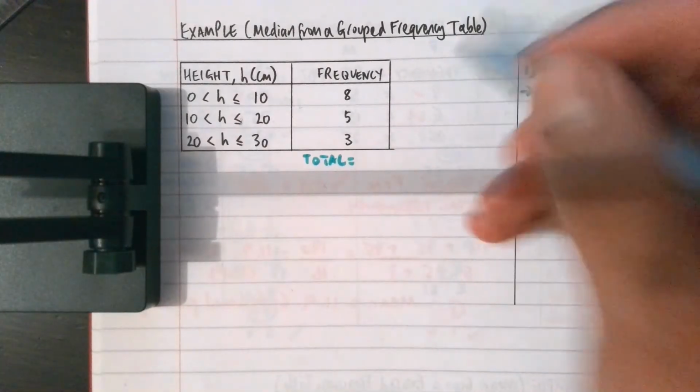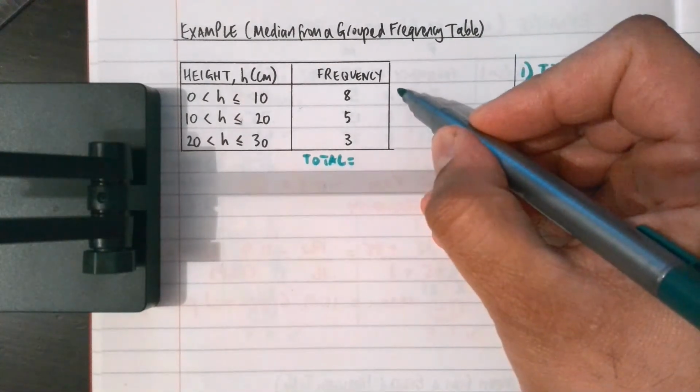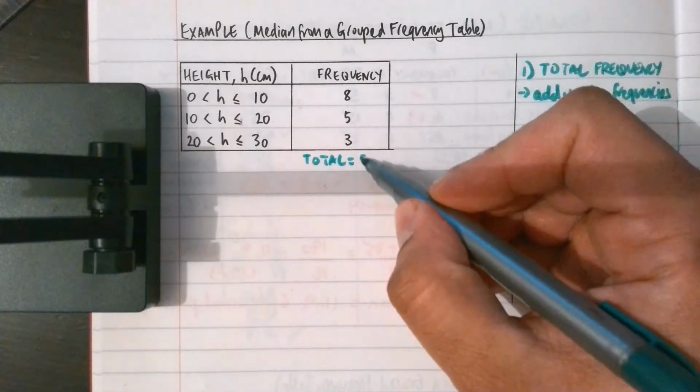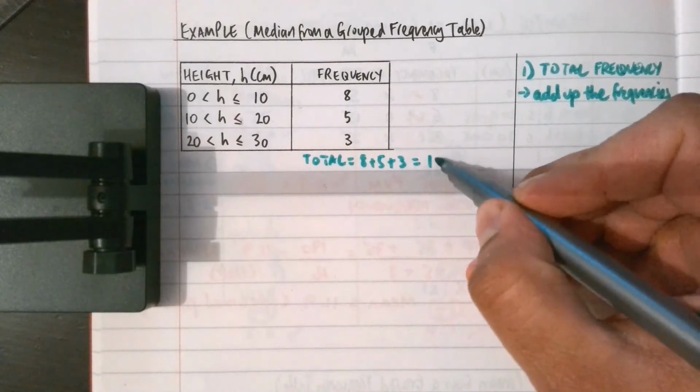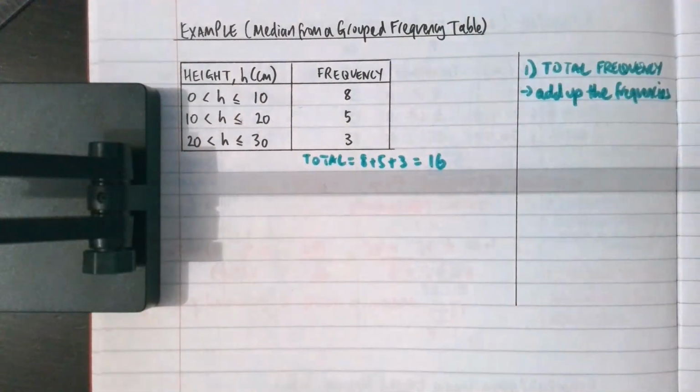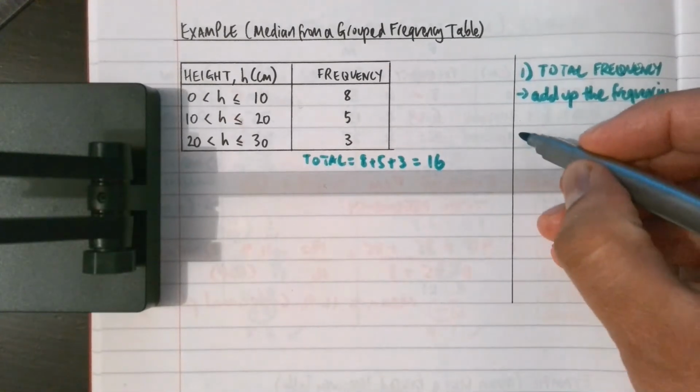So we're going to add up all the frequencies. So we've got 8 plus 5 plus 3, and that's going to give you 16. So in our table, there's 16 pieces of information. Right? So when the information was collected, there were 16 pieces of information that were collected.